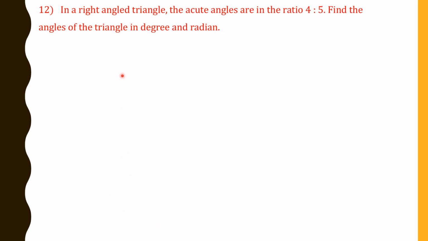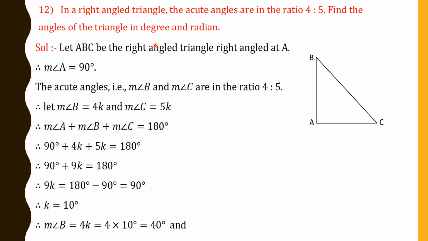Example number 12. In a right angle triangle, the acute angles are in the ratio 4:5. Find the angles of a triangle in degree and radian. Here we have to give right angle triangle, means one angle is 90 degree and remaining two angles are acute. The ratio of these two angles is given. Also, we know that sum of the angles is 180 degree. Using these results, find these angles in degree and radian.